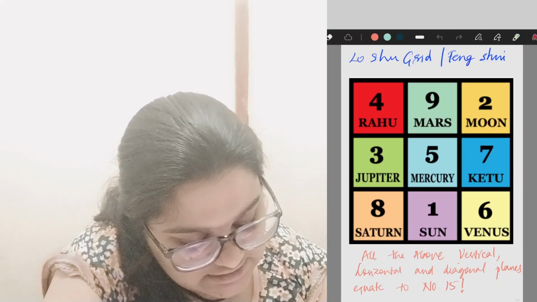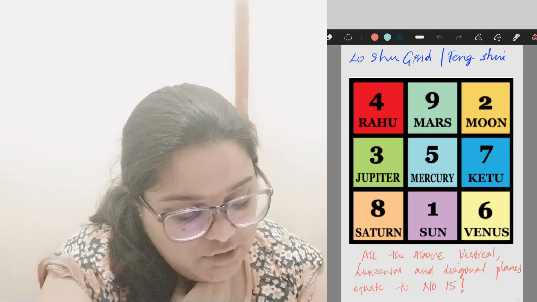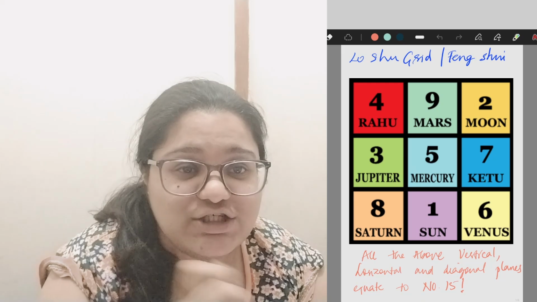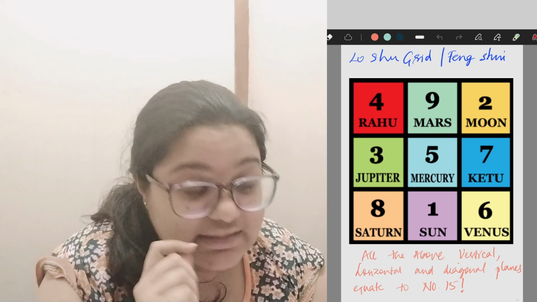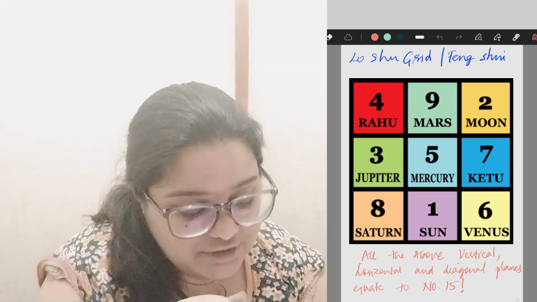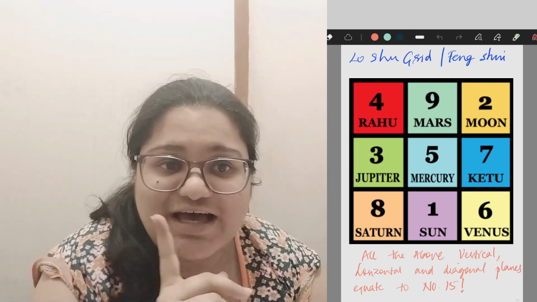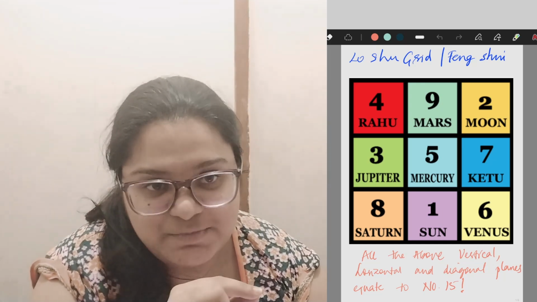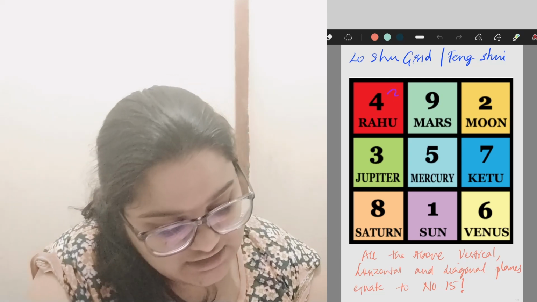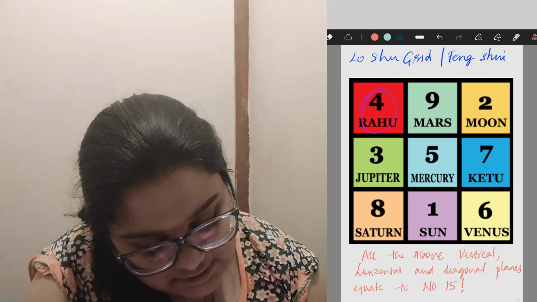Now, when you see the Loshu grid, it is basically a box or a tabular column comprising 9 numbers. The 9 numbers are in the order of 492, 357 and 816, each having their own placements or own aspects associated with it. So let us first start with the first number, that is number 4.